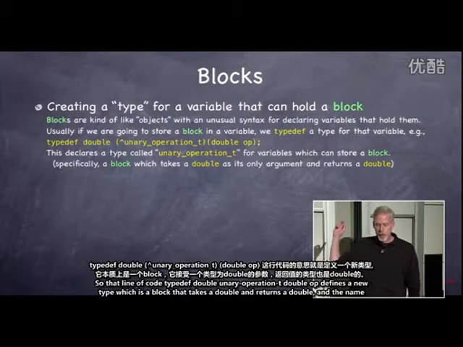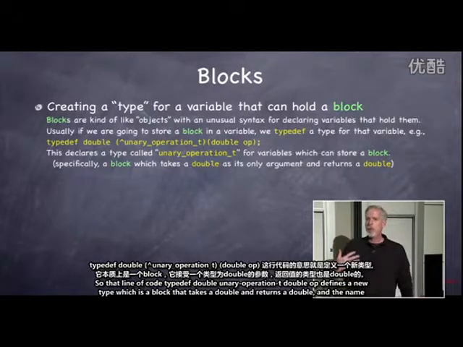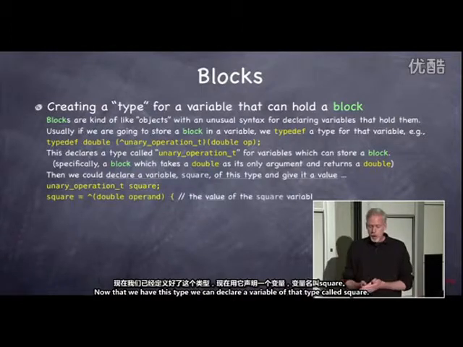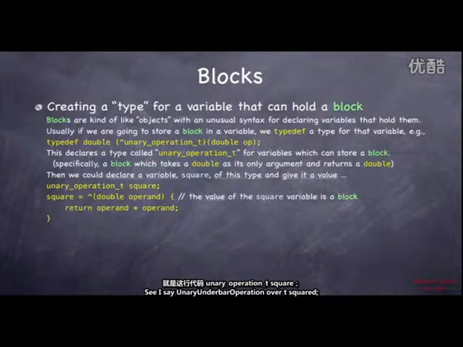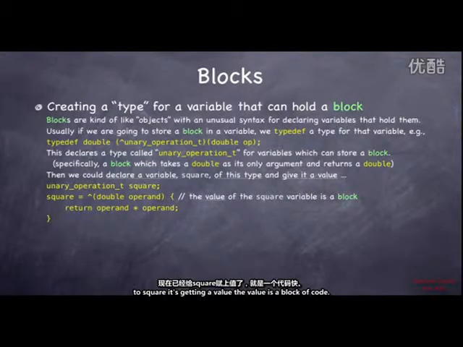Okay, so that line of code, typedef double (^unary_operation_t)(double op), defines a new type, which is a block that takes a double and returns a double. And the name of the type is unary_operation_t. Now that we have this type, we can declare a variable of that type called square. I say unary_operation_t square. That's just like saying CGFloat f or something like that. And then I can assign that square a value by saying square equals caret, double operand, curly brace, return, whatever. Okay? So I'm assigning a value to square. It's getting a value. The value is a block of code.